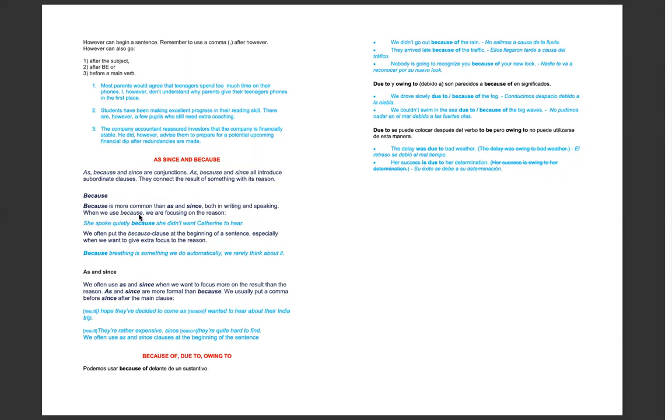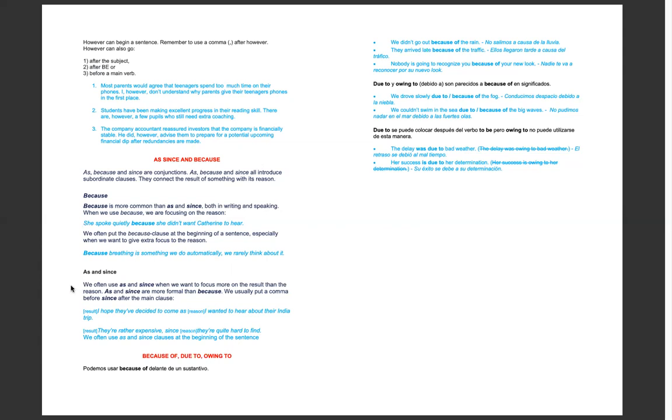When we use because, we are focusing on the reason. She spoke quietly because she didn't want Catherine to hear. We often put the because clause at the beginning of a sentence, especially when we want to give an extra focus to the reason. Because breathing is something we do automatically, we rarely think about it, okay? Then we are going to see the uses of as and since, okay?